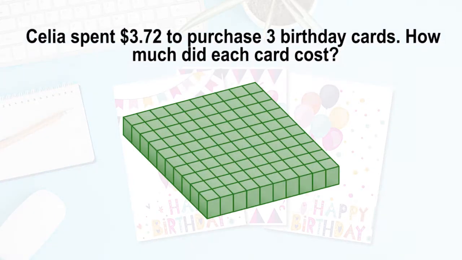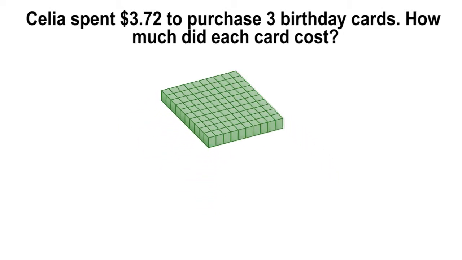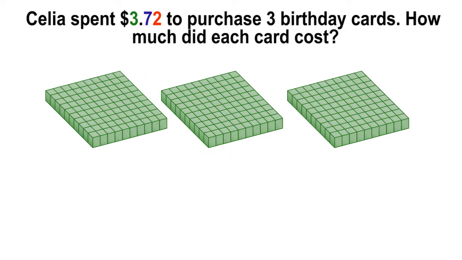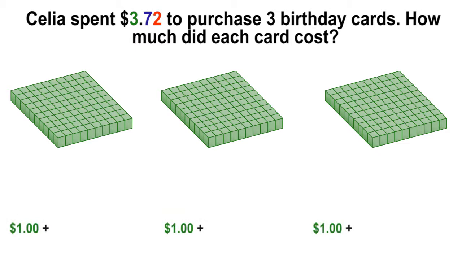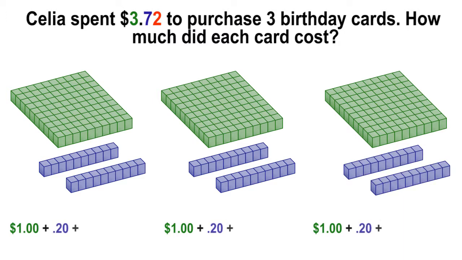We can use base 10 blocks to represent decimal values. It is most efficient to divide starting with the largest place value. We will divide the $3 into 3 piles. 1 whole dollar goes into each pile. Then we will divide the 7/10 into the 3 piles. 2/10 goes into each pile.